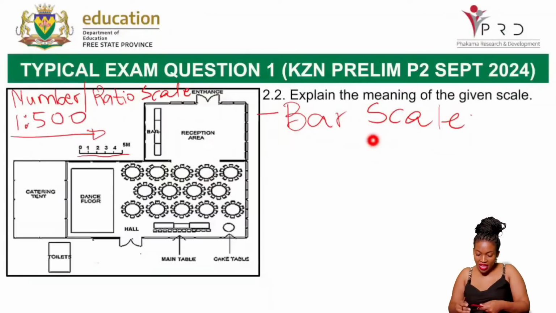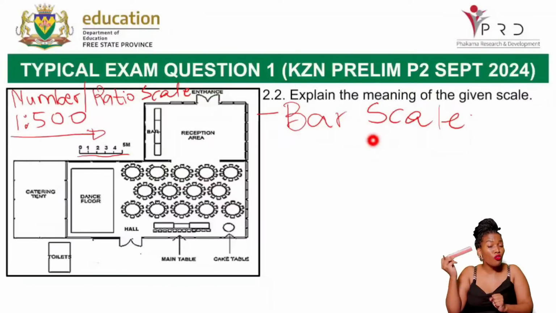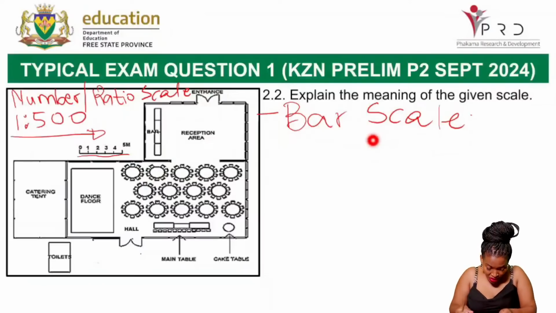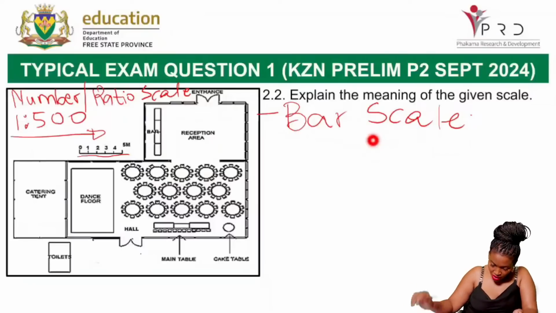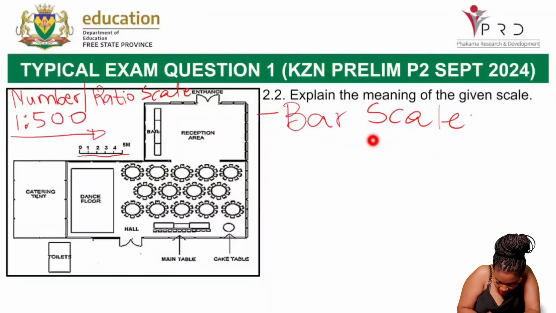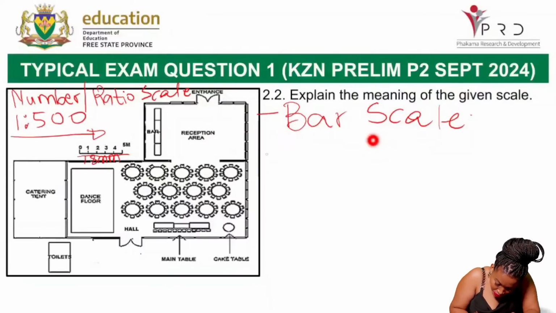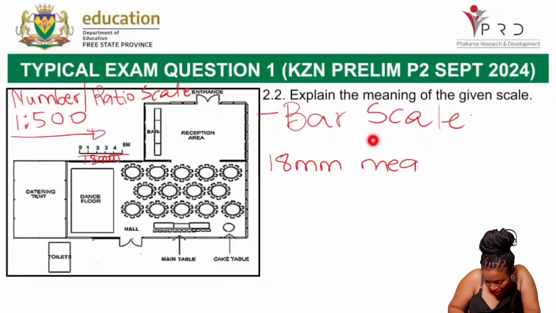For you to be able to explain that scale, you must have a ruler. You cannot work with a bar scale without a ruler. That is why when I started, I emphasized that for you to excel in paper 2, you must have your ruler. So I'm going to use millimeters and measure the bar scale. I measured it to be 18 millimeters. That is what I'm measuring on a piece of paper. So when I explain this, I will say 18 millimeters measured on paper or measured on the map.